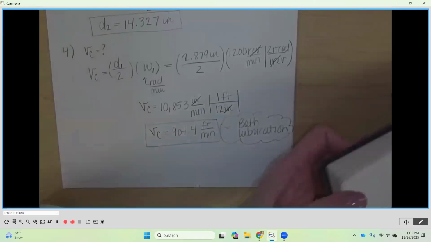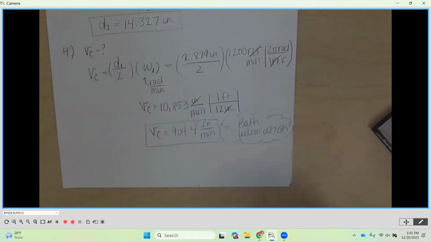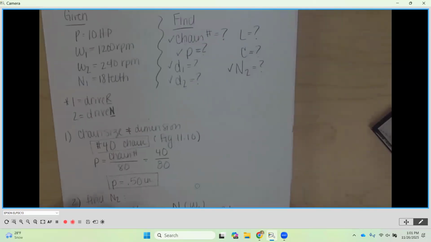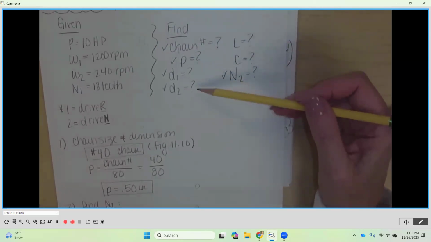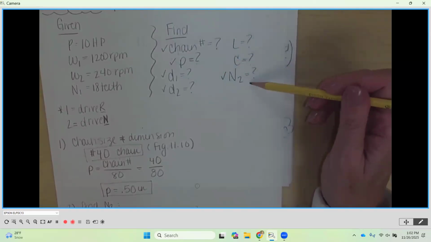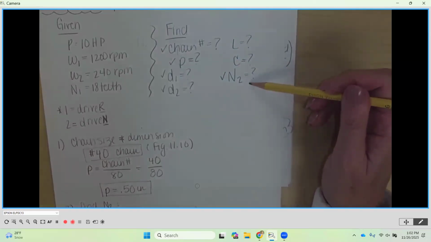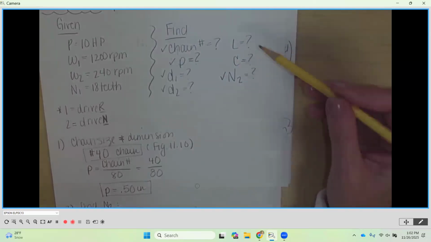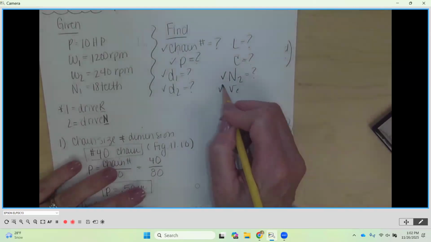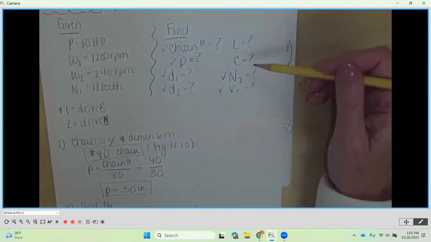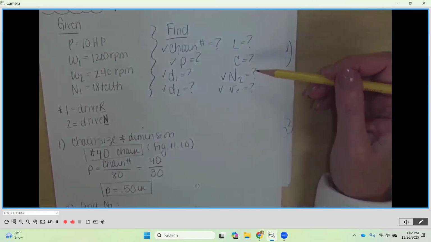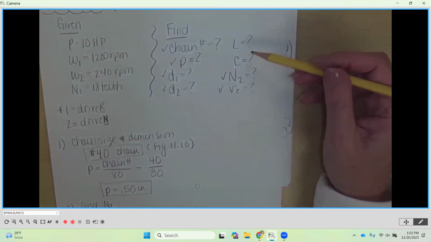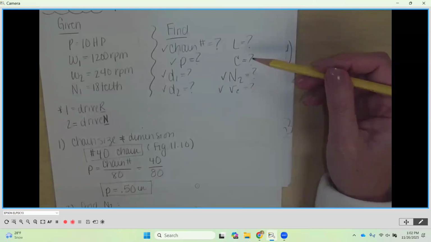Now we're ready to start looking at, if we look back over here, we have our chain specified, we have our diameter specified, we know what the number of teeth on our driven sprocket is going to be. And I should put VC, we have that done too. All we have to do is determine the number of links for the length of our chain and the center distance, okay?